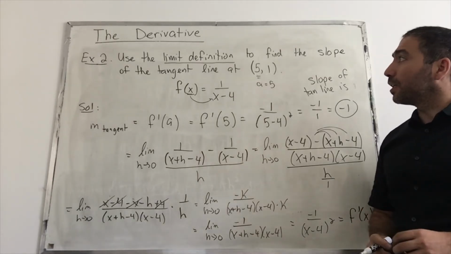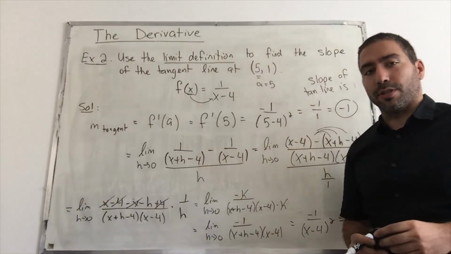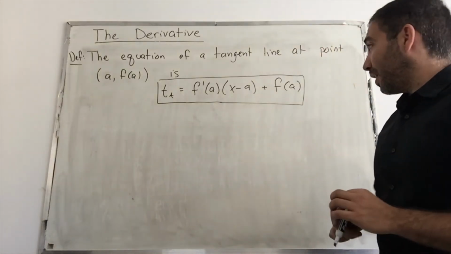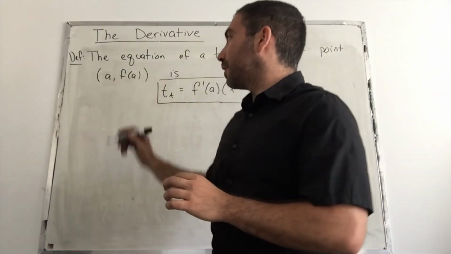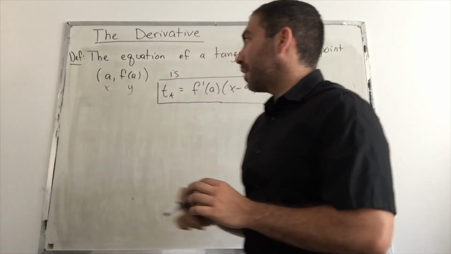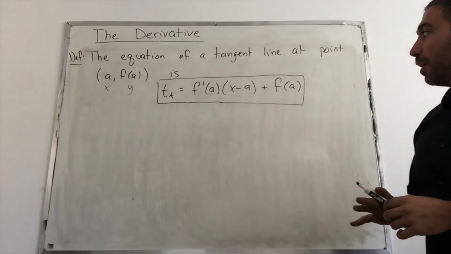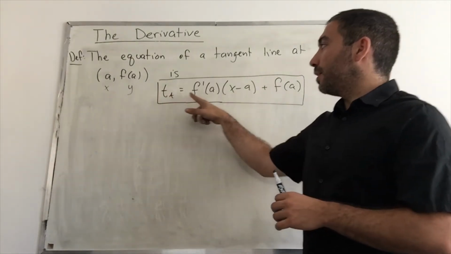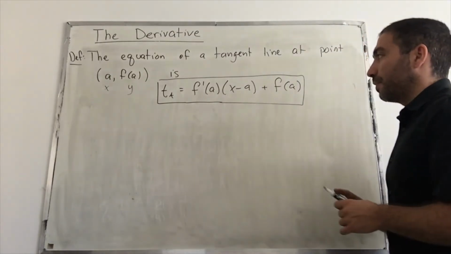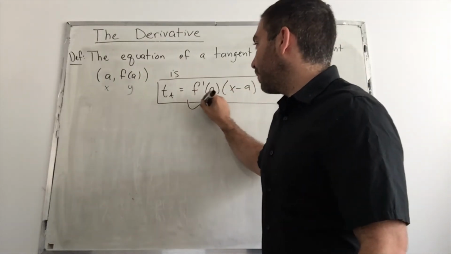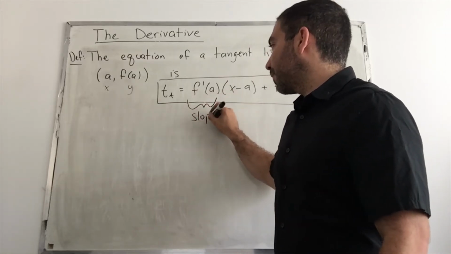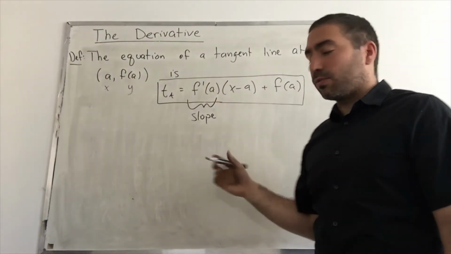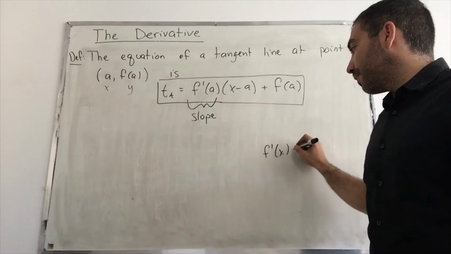Let's take a look now at the equation of a tangent line. So here we have the definition of the equation of a tangent line at a given point a and f of a. This is essentially your x and y. I won't call it x and y, I'll call it a and f of a. So we use the equation t subscript a, this is for the tangent line, it's equal to f prime of a times x minus a plus f of a. So here the f prime of a, as we saw in a previous example, is the slope. F prime of a is just the slope of a line. So this is an actual value, it's a number that you get when you plug in f prime of a. Whereas when you plug in f prime of x, this is a function.